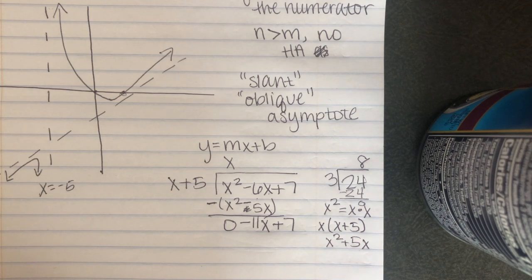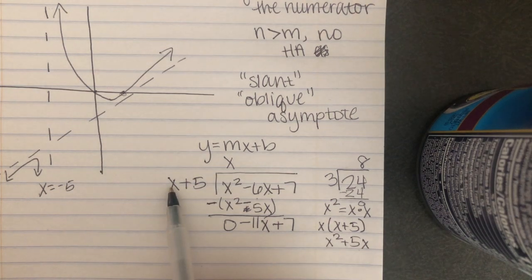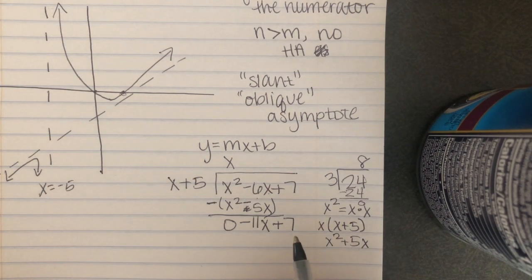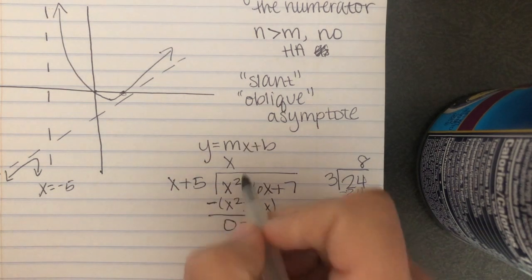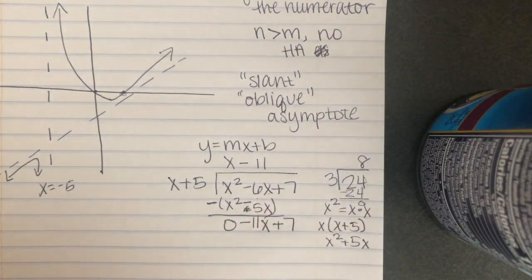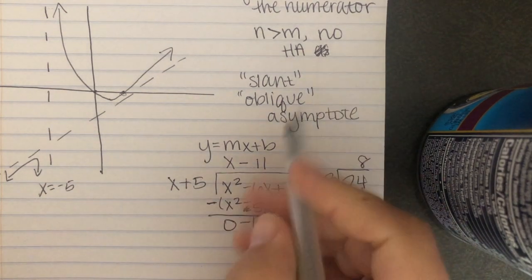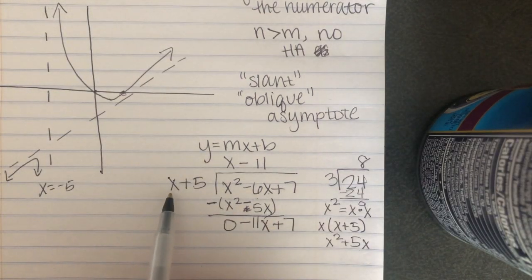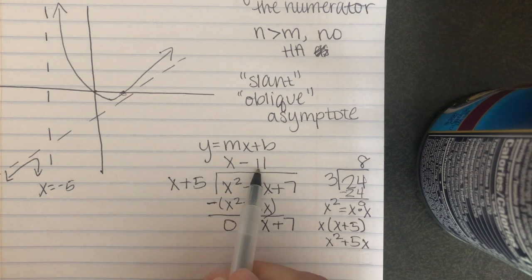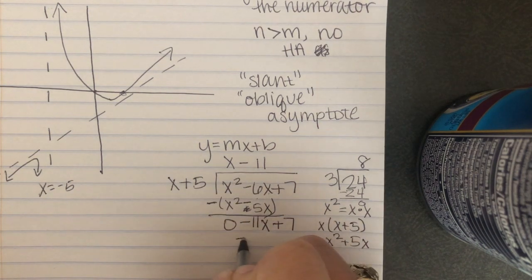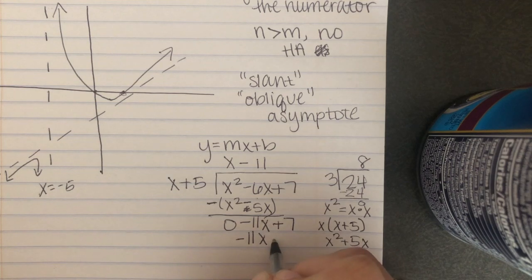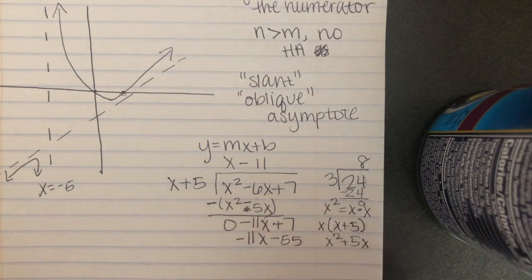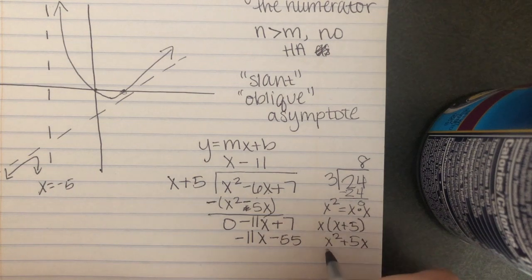So now we can keep going. And we know that x goes into x how many times? Or x goes into 11x how many times? Minus 11 times. And I know you're supposed to put that over there. That is my mistake. Pretend it's above this 7. So now, if I multiply this by this minus 11, you get minus 11x minus 55. And I'll show you that distribution over here.